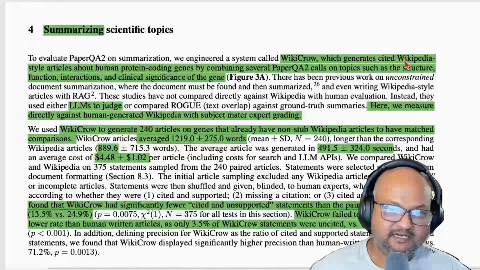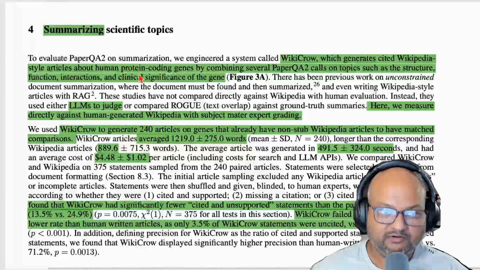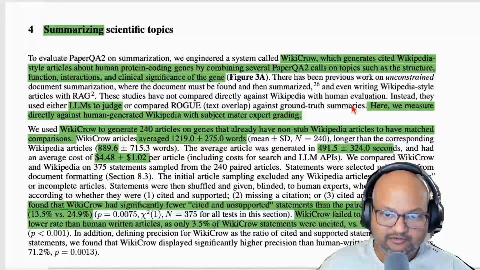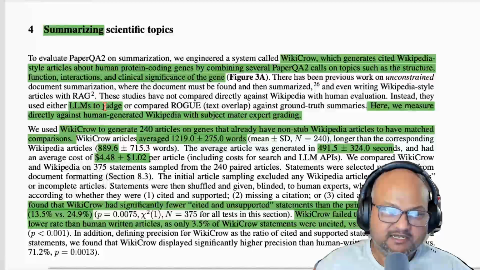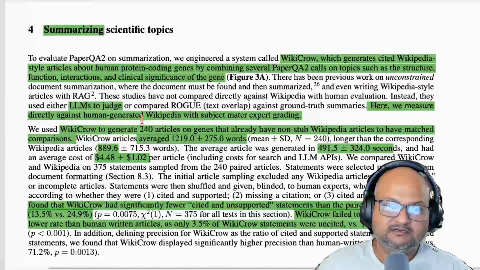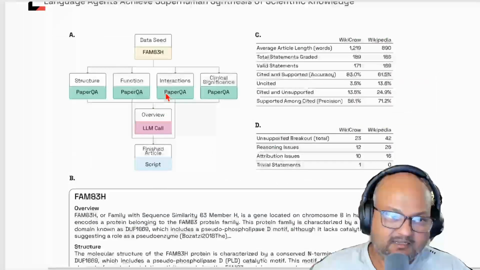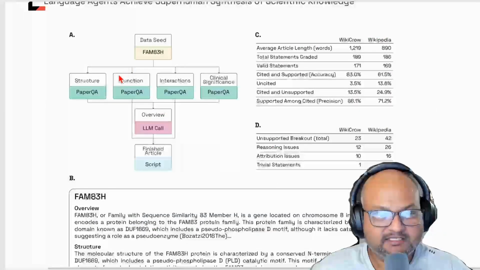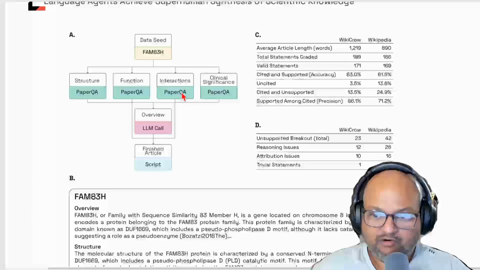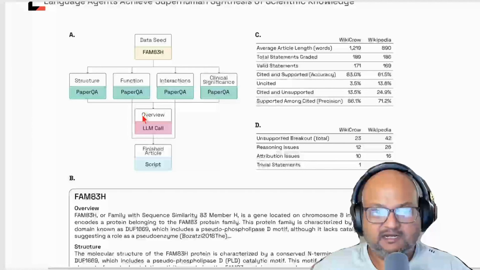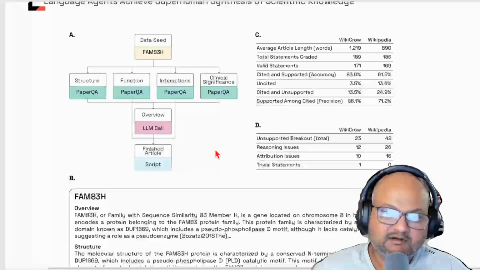They try to generate cited Wikipedia-style articles about a very specific topic, protein coding genes. And again, here's the interesting part. They're using real human evaluations. They measure it with human-written Wikipedia articles, and the comparisons are done by human subject matter experts. Here you can see how one topic breaks down into several calls to the underlying paper QA system, and the replies of those calls are finally synthesized into a finished article.